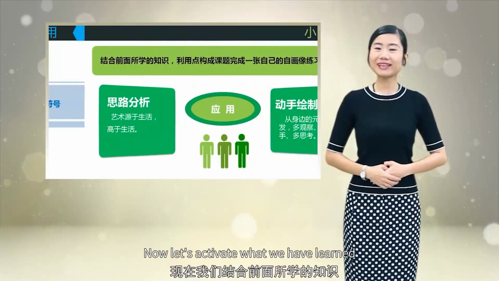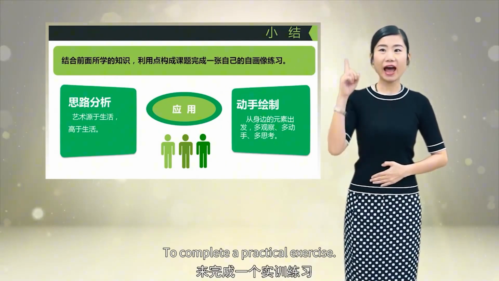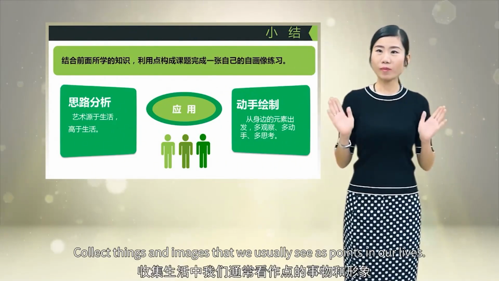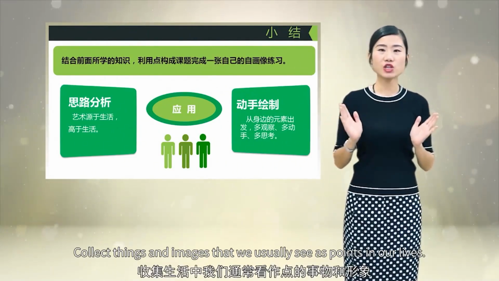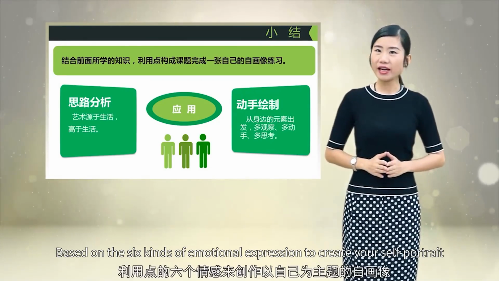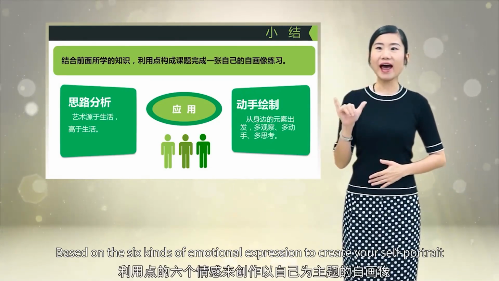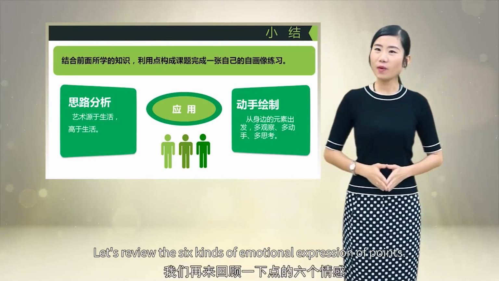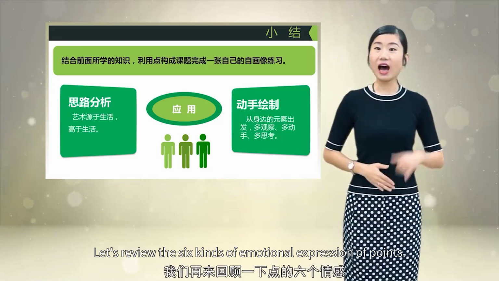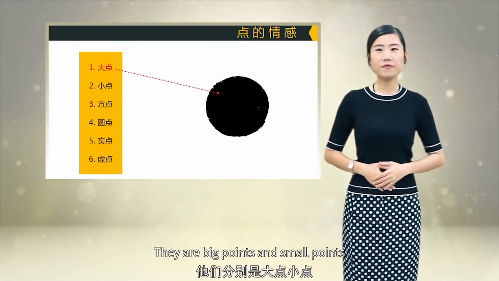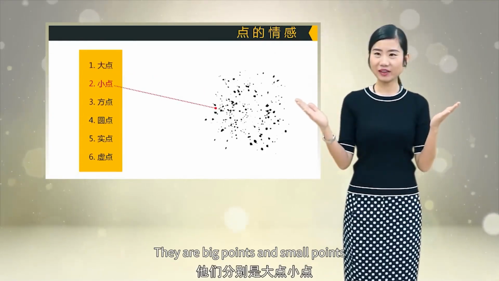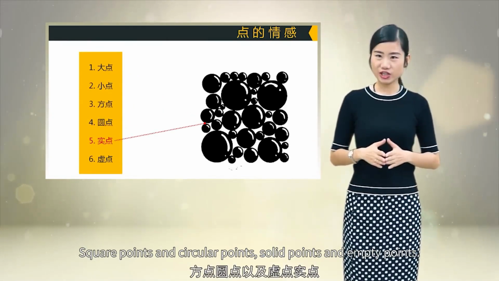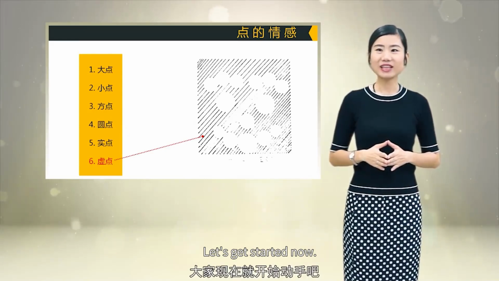Now let's activate what we have learned. To complete a practical exercise, collect things and images that we usually see as points in our lives. Based on the 6 kinds of emotional expression, create your self-portrait. Let's review the 6 kinds of emotional expression of points. They are big points and small points, square points and circular points, solid points and empty points. Let's get started now.